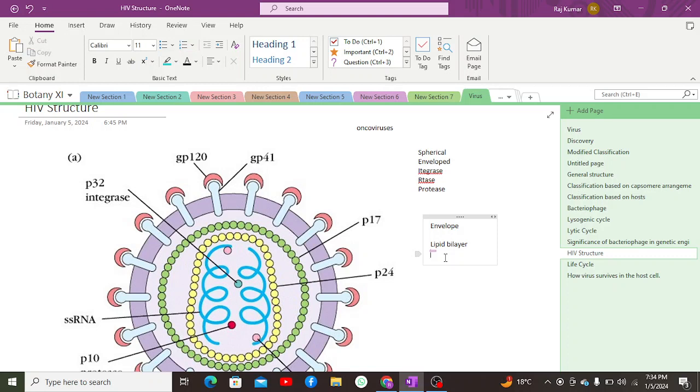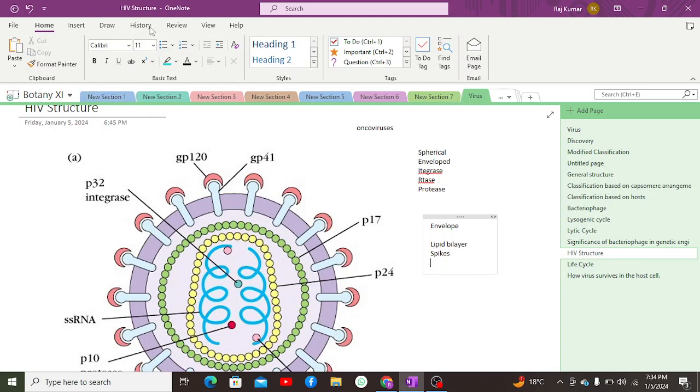We are going to have that video as well, but for now we are going to focus on the lipid bilayer. Within the lipid bilayer, there are several spikes arising, which are known as the glycoprotein spikes, GP spikes.